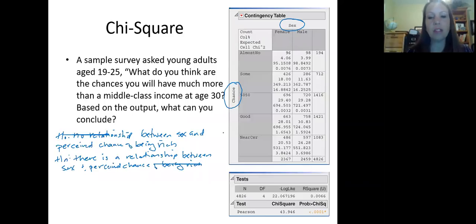So here are our hypotheses, and when the computer does it, it's already got the test statistic right there for us. It's this chi-square down here, which is equal to 43.946, and it gives us the p-value of less than 0.0001. So our p is really, really low, so we would reject the null hypothesis and conclude that there is a relationship between sex and perceived chances of being rich.